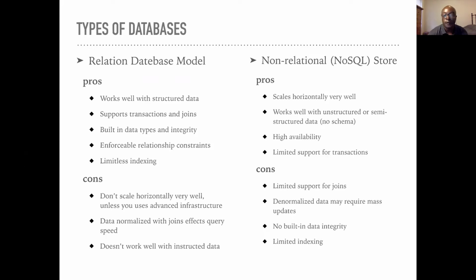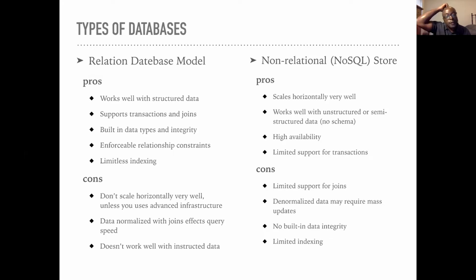Relational databases are very structured, and they're good for data consistency, and they have built-in integrity with data types and enforceable relationship constraints and limitless indexing. So if you have a table with 5 million rows, you can keep adding indexes, and your queries should still be speedy and responsive based on those indexes.